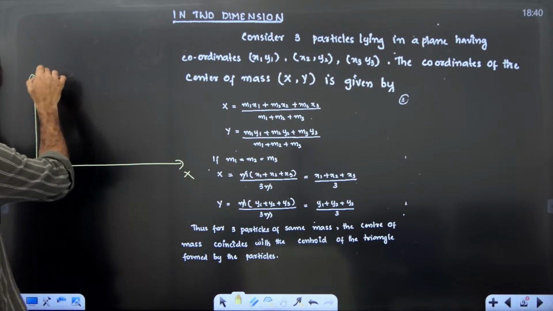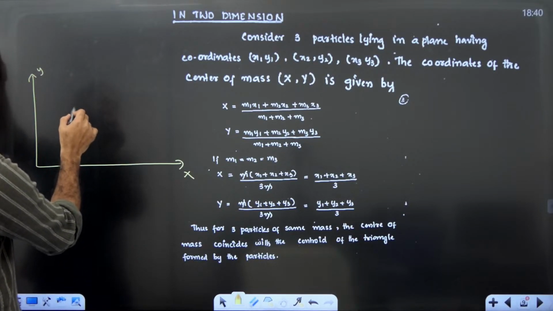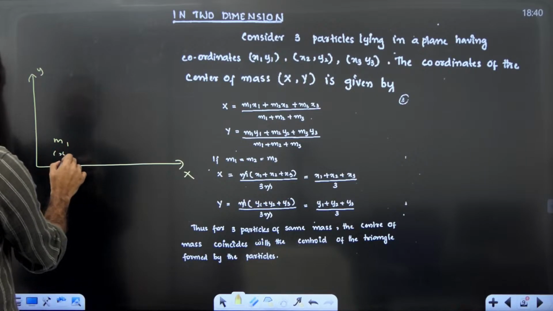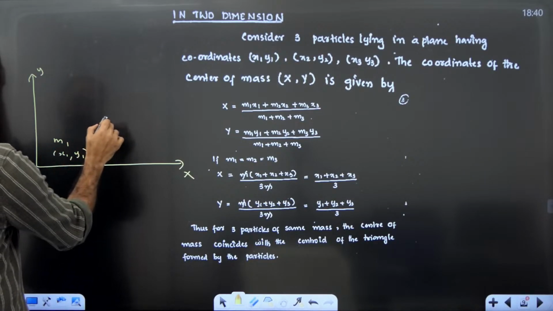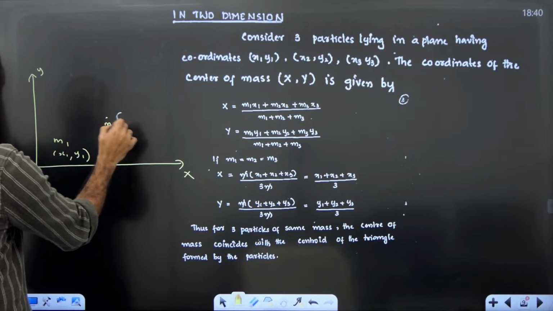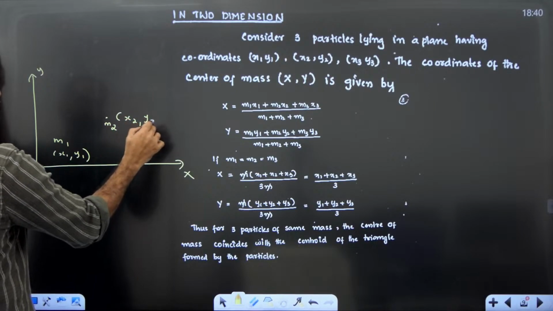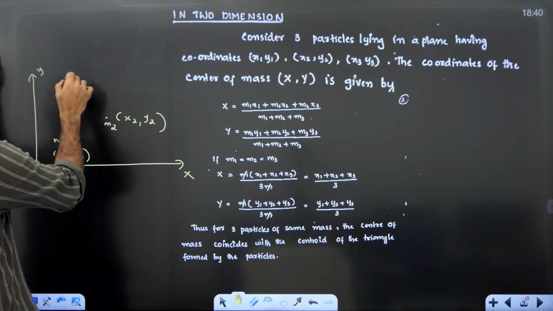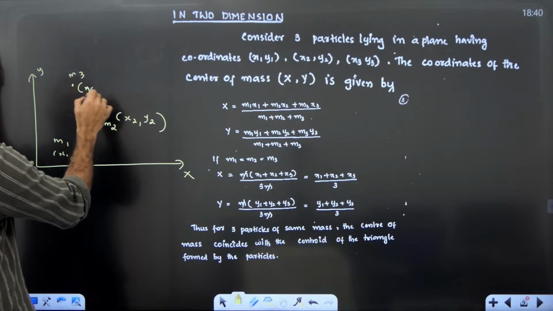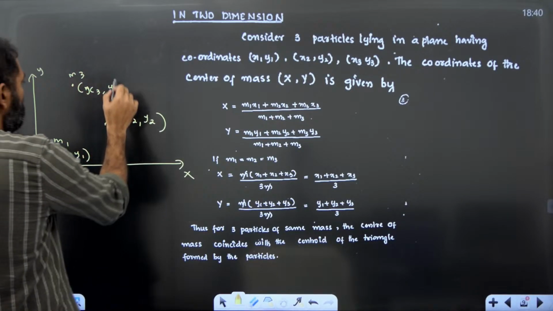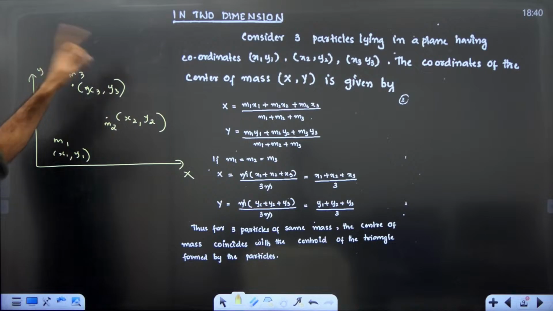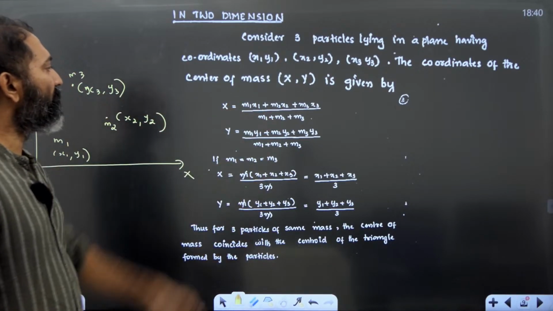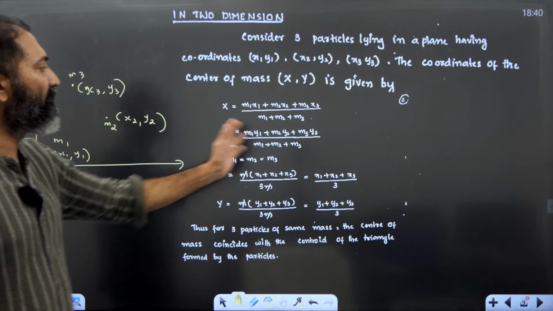So three particles are there. First particle is having mass m1 and its coordinate is what? x1, y1. Let the second particle be m2 having the coordinate x2, y2. Let the third particle be having the mass m3 having coordinates x3, y3. So what will be the x component of center of mass? m1 x1 plus m2 x2 plus m3 x3 divided by m1 plus m2 plus m3.